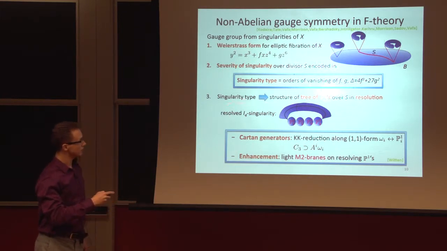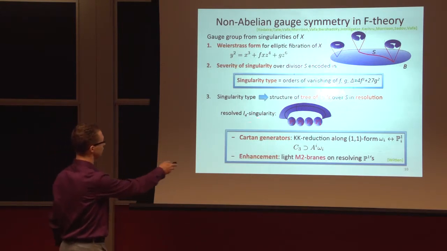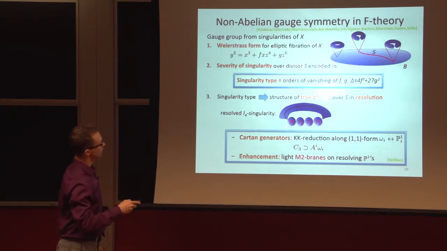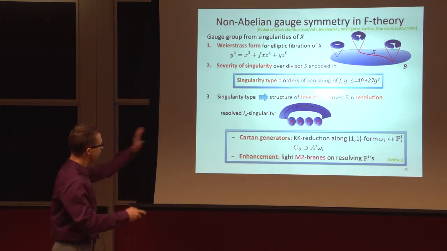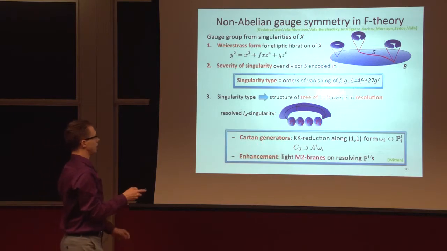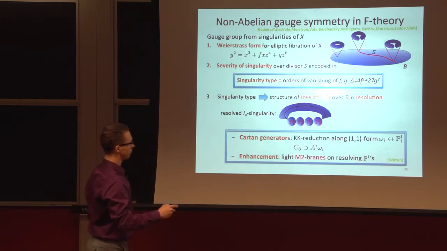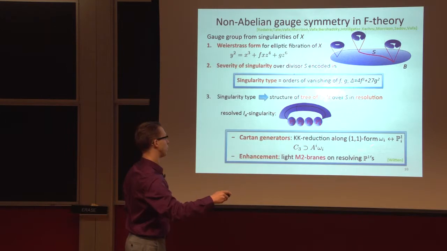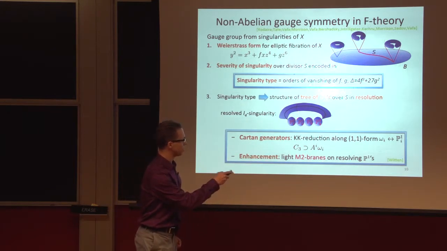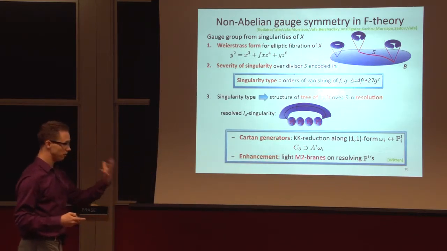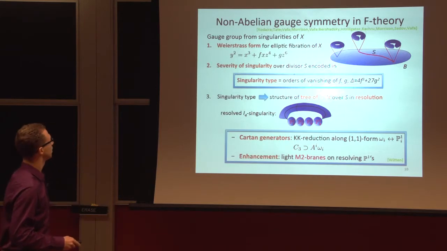The singularity type translates into the structure of the tree of P1s that you obtain in the resolution of this singularity. Here's one particular example, the resolved I4 fiber, and you get 4 P1s that intersect in the Dynkin diagram of the affine SU5 Lie algebra. Having this geometrical description, gauge symmetries arise as follows. The Cartan generators arise in the KK reduction of the M-theory 3-form along the 1-1 forms that are dual to these P1s. In addition, you also have M2 brane states that wrap these P1s, and in the limit of vanishing volume of this 2-torus, these states become massless, and the gauge symmetry enhances accordingly. And you have a non-abelian group.